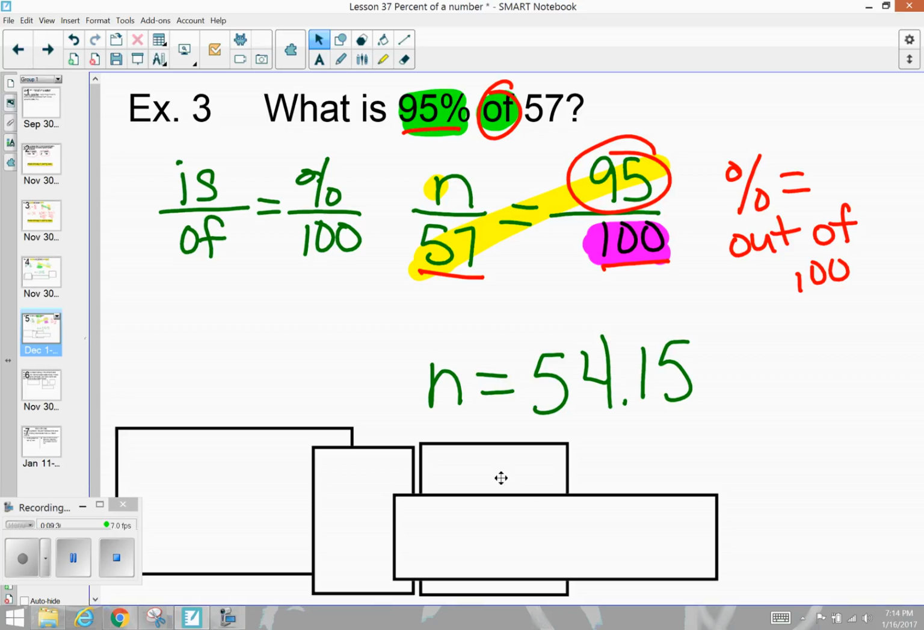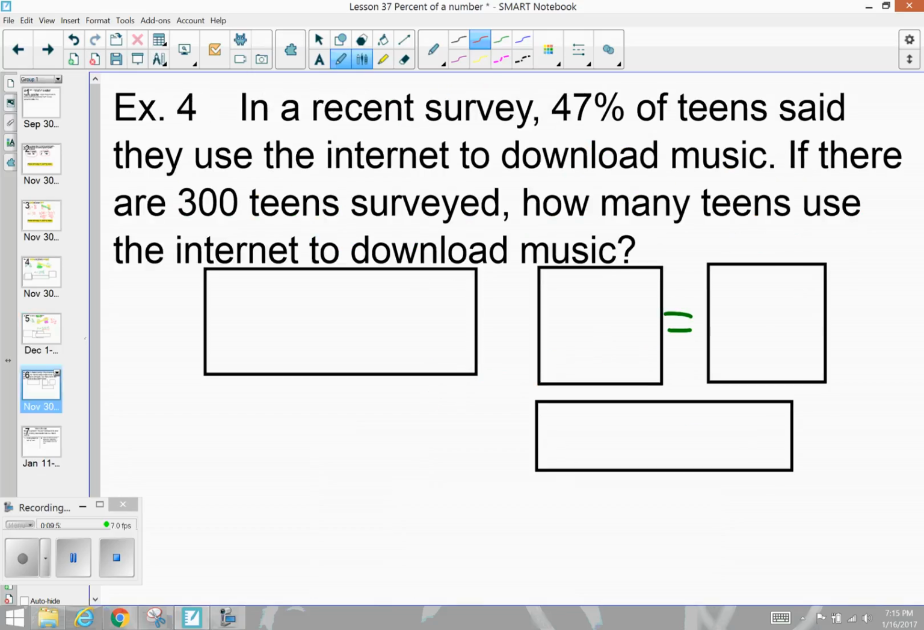54.15. Since we don't really know what these numbers are pertaining to, it's okay to leave it as a decimal number. We're not talking about a person. We're not talking about something that can't be part of something else. So it's okay to leave it in this format, 54.15. All right, let's try a word problem.